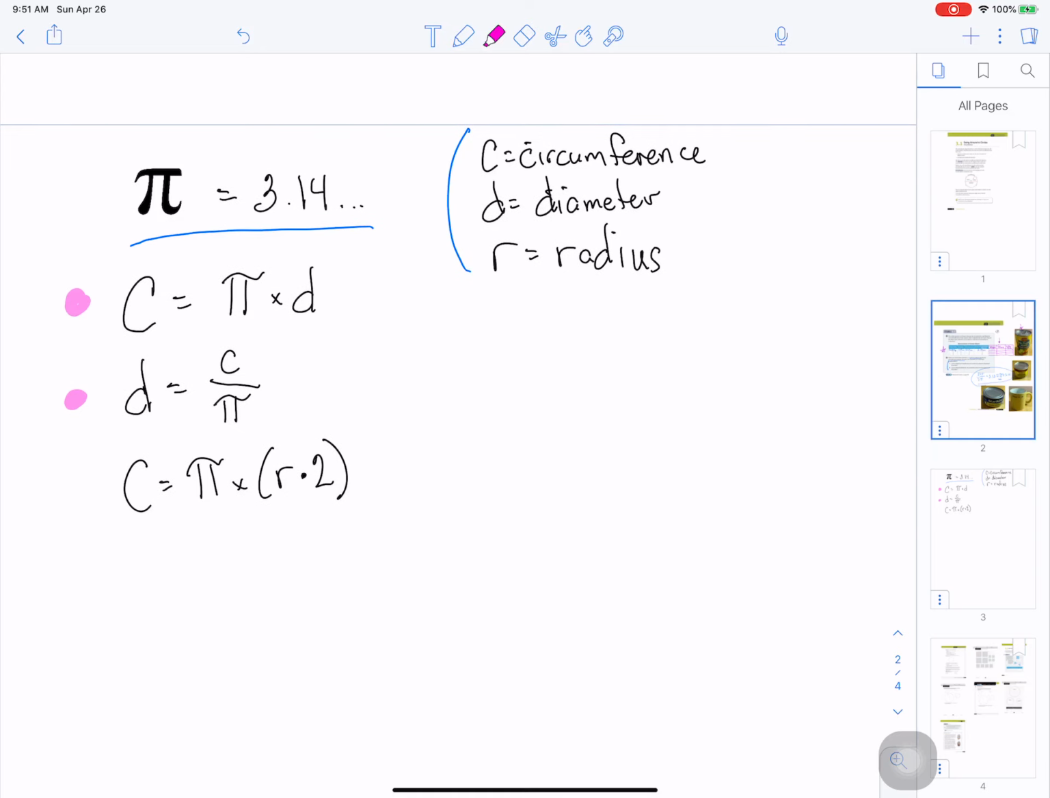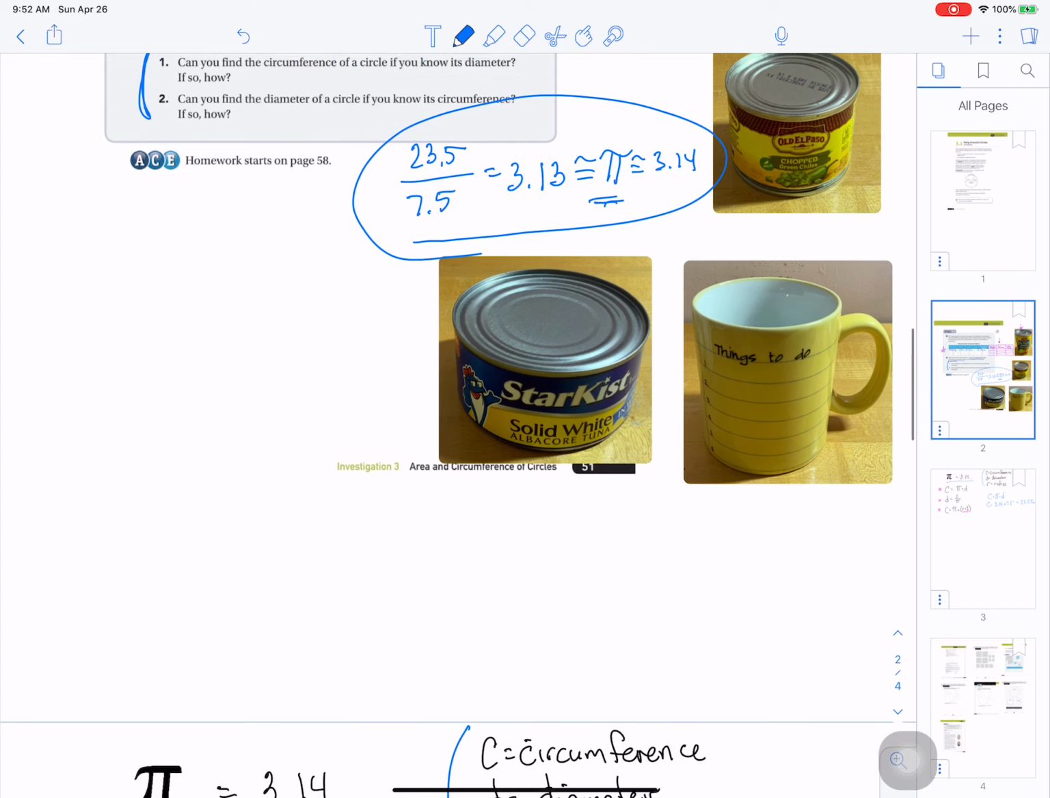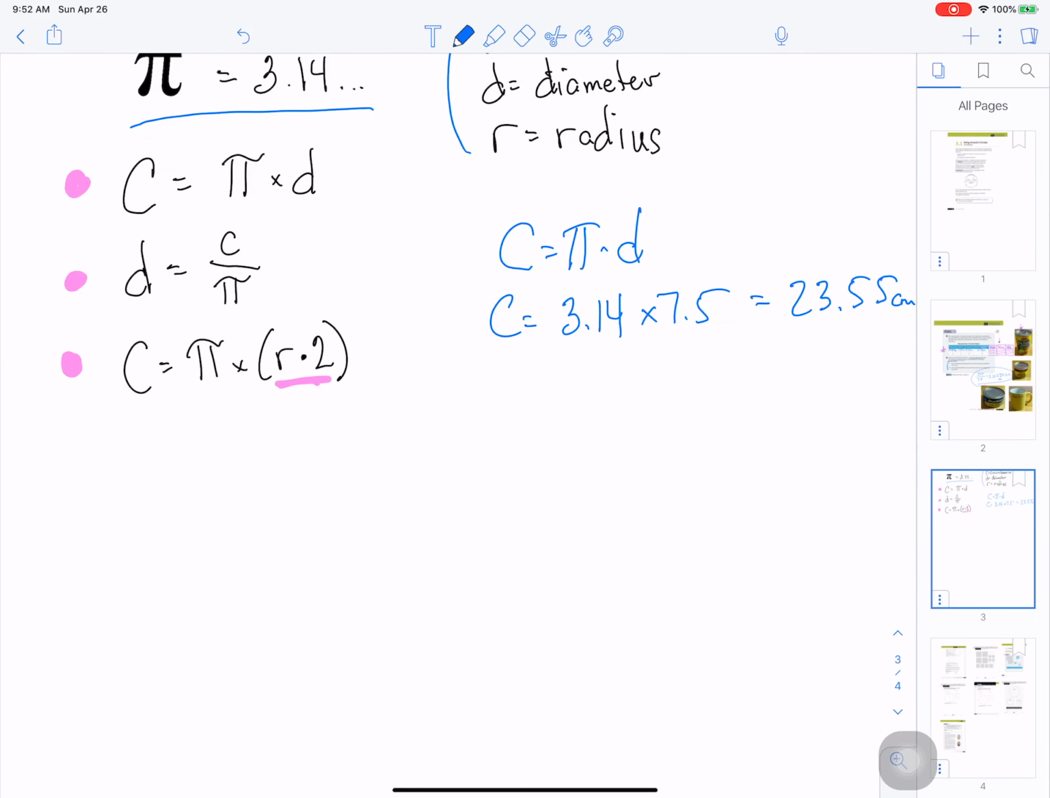Diameter is circumference divided by pi. And then if we had the radius, all you would need to do is double the radius to get diameter and then multiply it by pi. So in the case of my cup, I've got circumference is pi times diameter, or 3.14 times 7.5. And that actually gives the answer of 23.55 centimeters. So if you compare that to the actual answer I got of 23.5, it's pretty close.